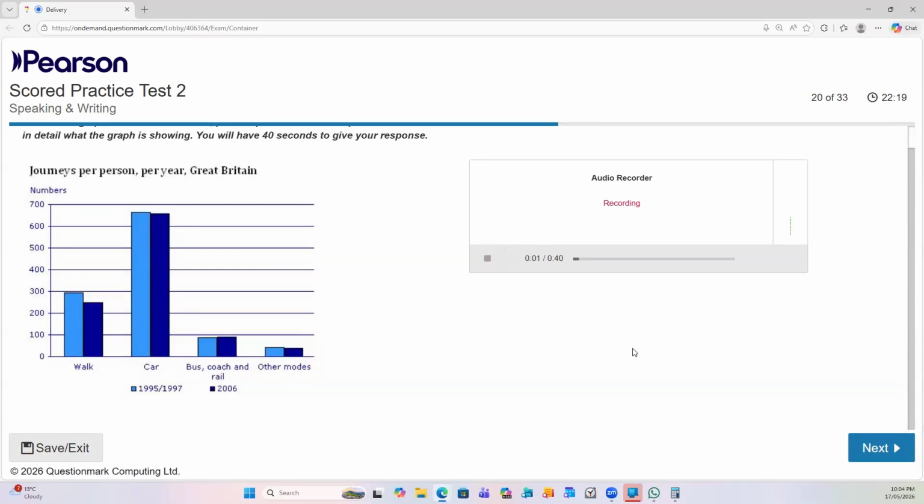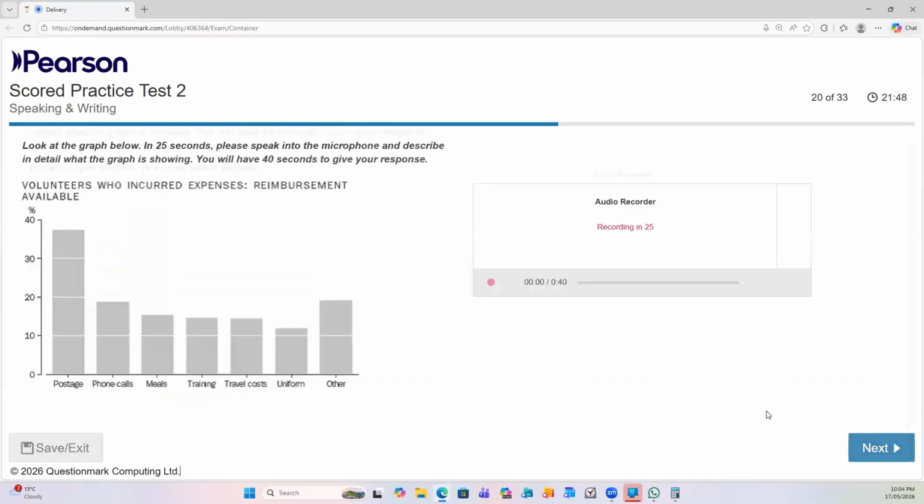The bar chart provides information about journeys per person per year, Great Britain. The x-axis shows the modes, the y-axis shows the numbers, the range is between 0 to 700. Comparing 2006 to 1997, use of car was more than 600 in 1997 and 2006. The lowest was in 2006, which was other modes. Overall, the picture talks about journeys per person per year, Great Britain.